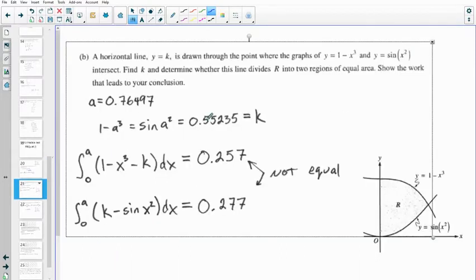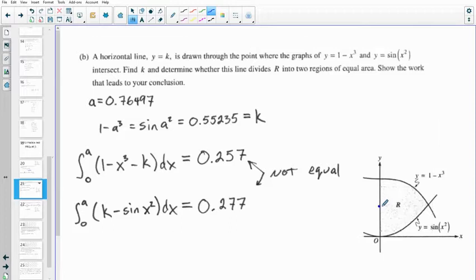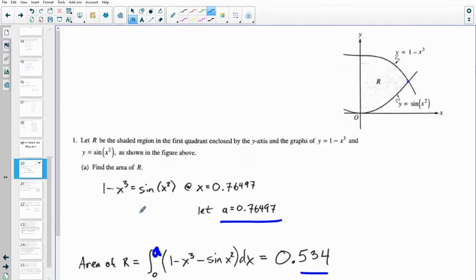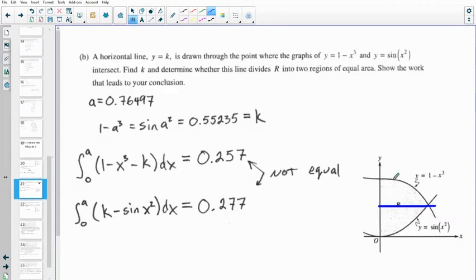Part B, this is why I didn't want to use K previously. They're saying that I've got this horizontal line, y equals K, and they're basically just asking us if it divides this thing in half. Is the area up here equal to the area down there? Now, there's a few ways of doing this. Because in part A, we found the total area was 0.534, we could just find the area of one of them.